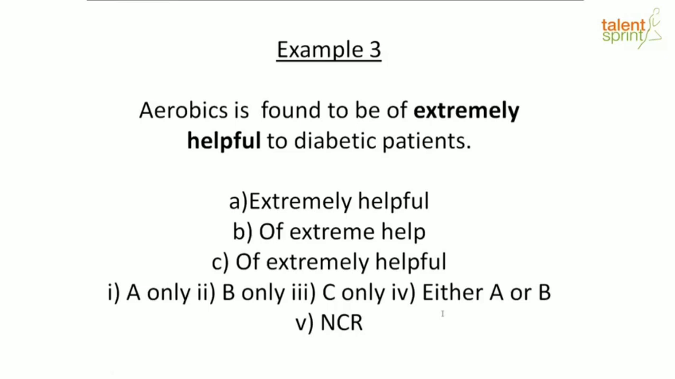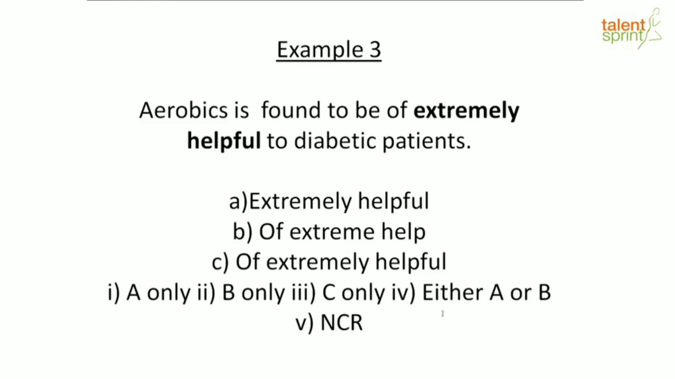So example 3. Aerobics is found to be of extremely helpful to diabetic patients. So the phrase highlighted is extremely helpful. And let's look at our options. Option A, extremely helpful. Option B, of extreme help. Option C, of extremely helpful. And then I have 1, 2, 3, 4, 5.